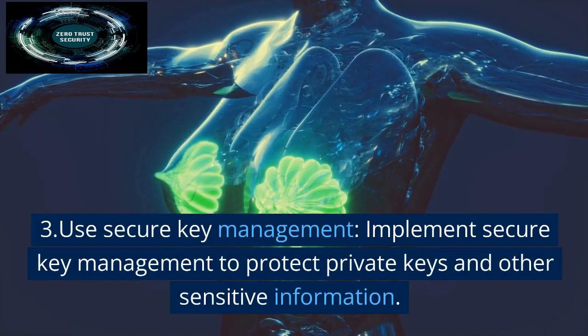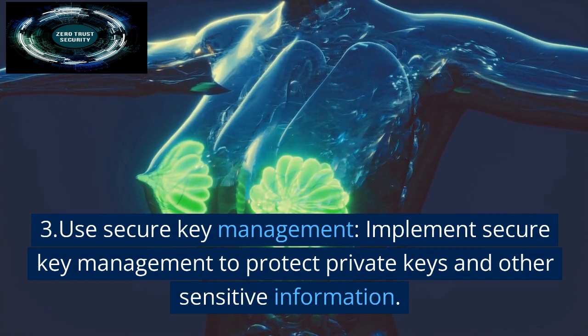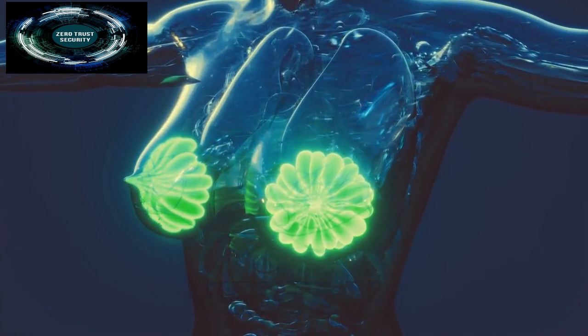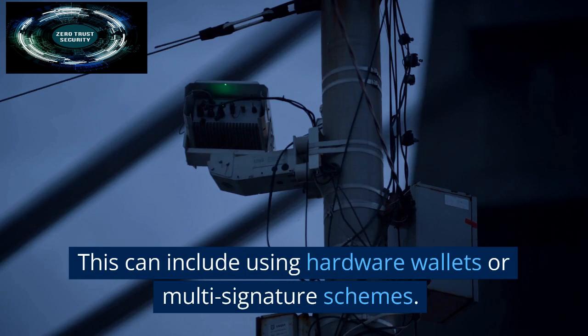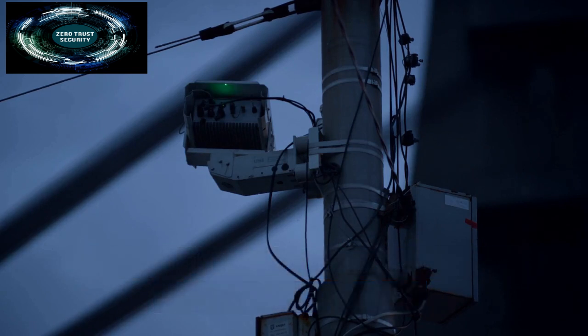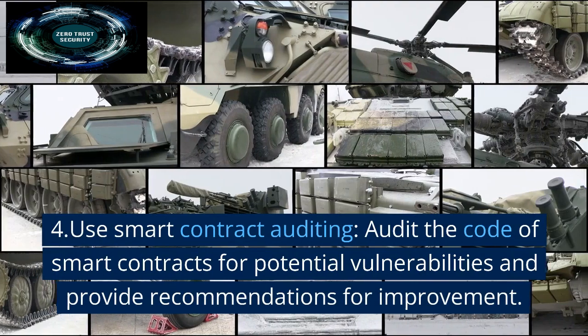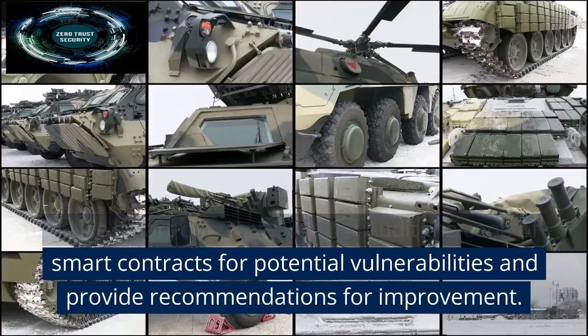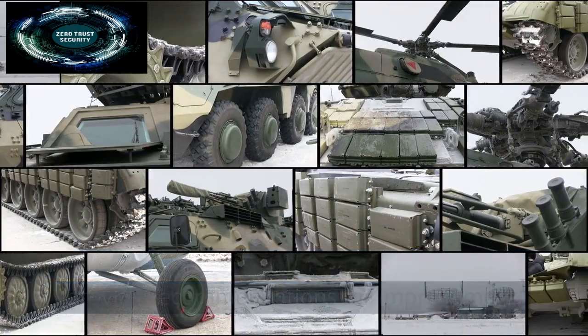3. Use secure key management. Implement secure key management to protect private keys and other sensitive information. This can include using hardware wallets or multi-signature schemes. 4. Use smart contract auditing. Audit the code of smart contracts for potential vulnerabilities and provide recommendations for improvement.